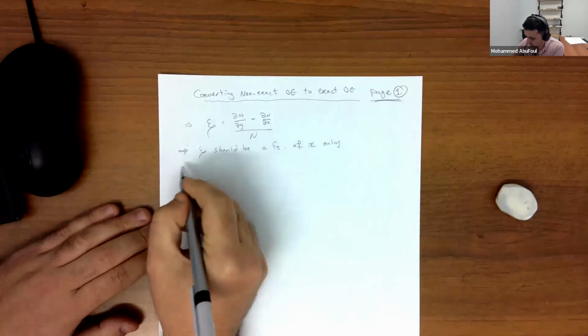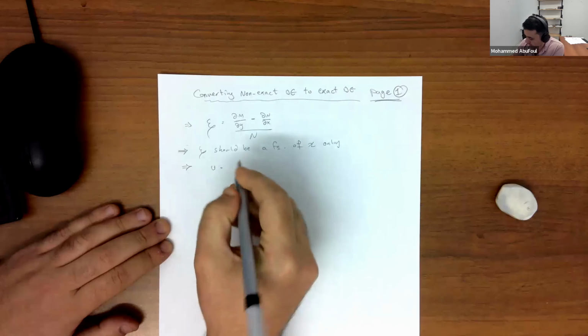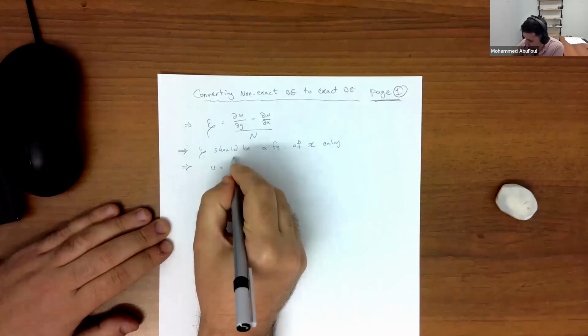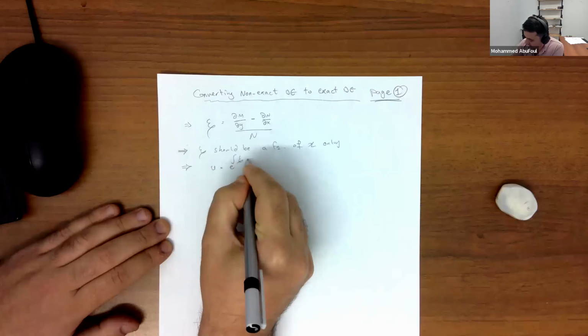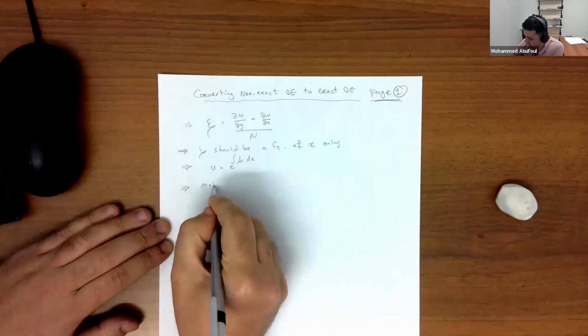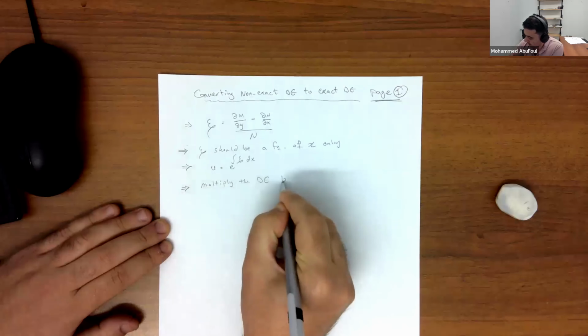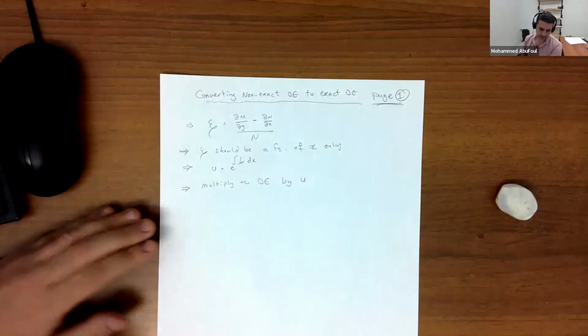If it is a function of x only, then u will be e to the integration of zeta dx, and then multiply the differential equation by u. Okay?